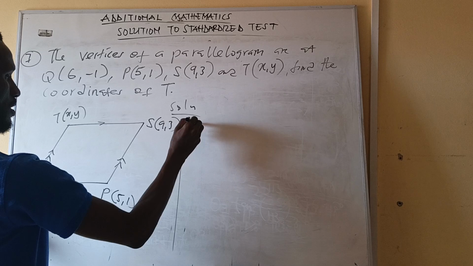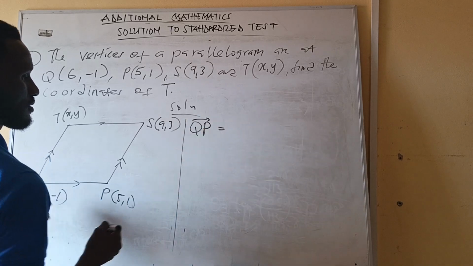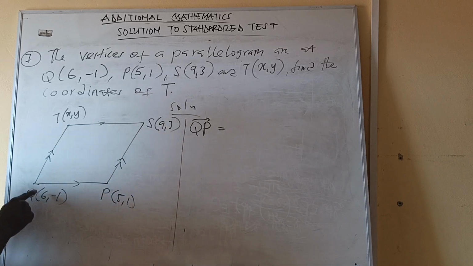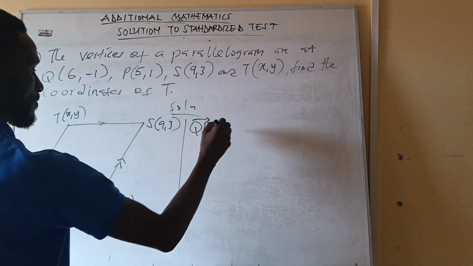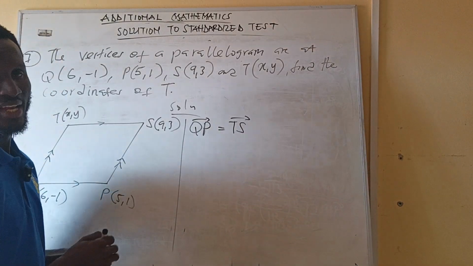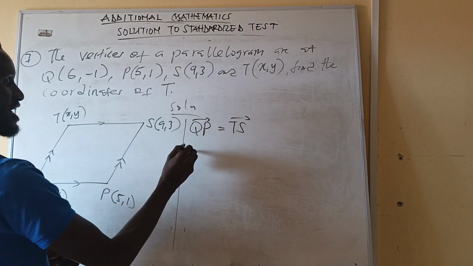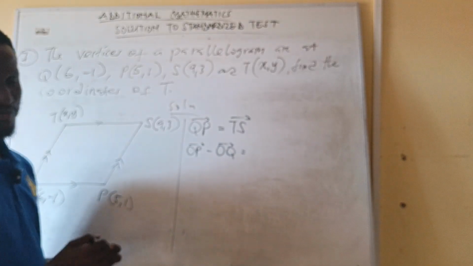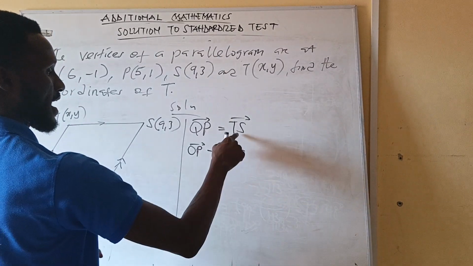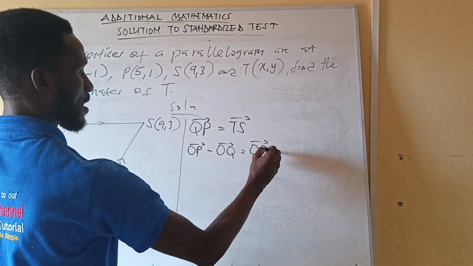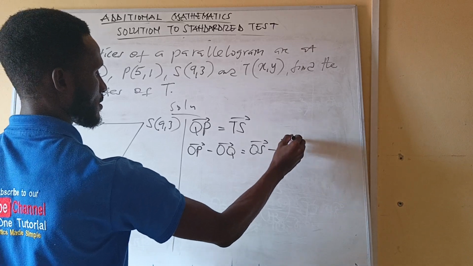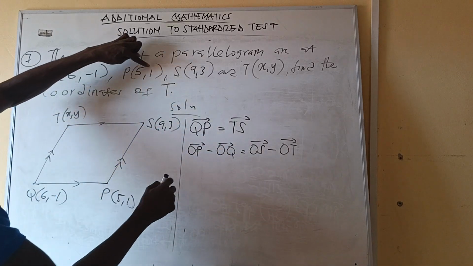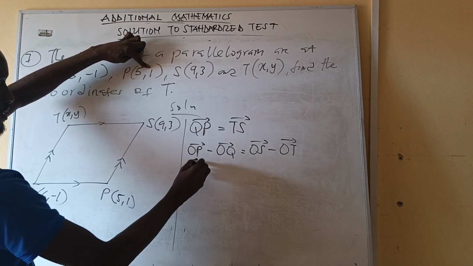So what you have to know is that QP is the same as TS. Now what's the formula for QP? QP is the position vector of P minus the position vector of Q. Likewise, TS is the position vector of S minus the position vector of T. You get it? Don't forget that P was given to be (5, 1).